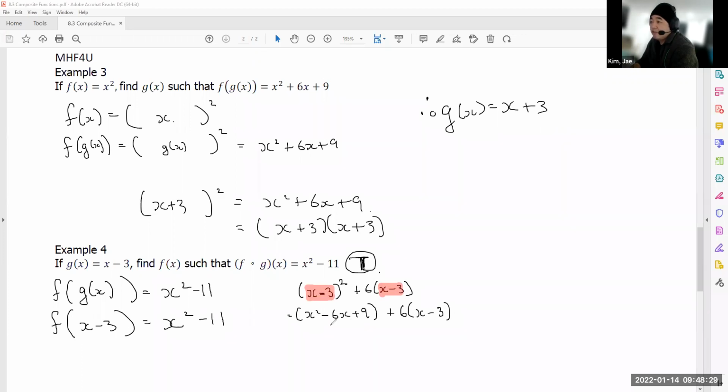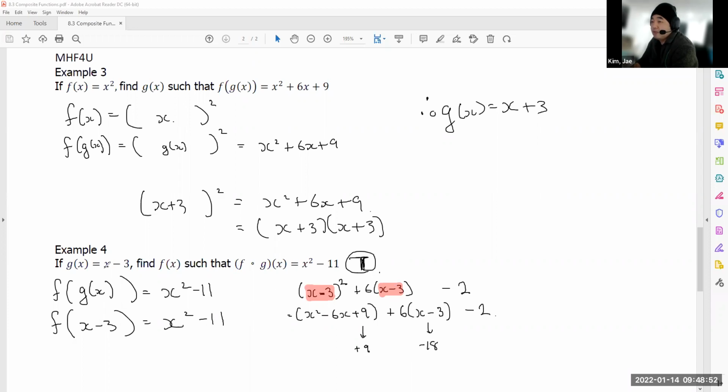And next, if I did that, from here I have a positive 9. From here, I have a negative 18. They have to add together to give me a negative 11. So right now, this adds to a negative 9. So I need an extra minus 2 there. So it has to be that.